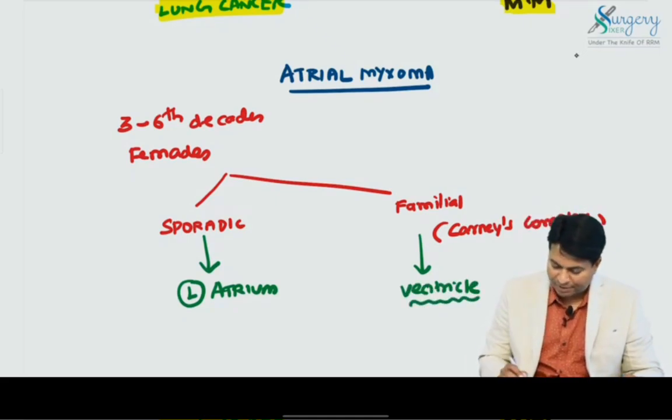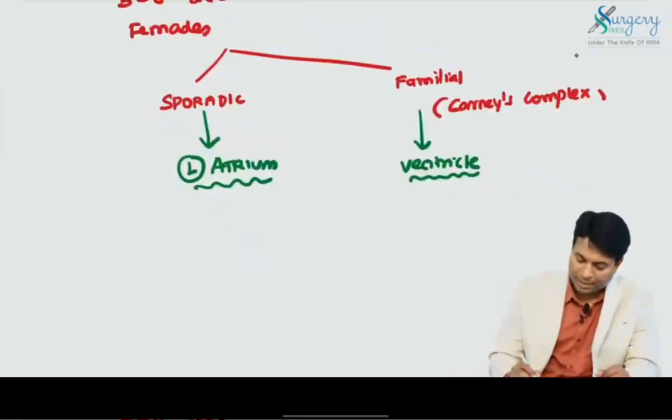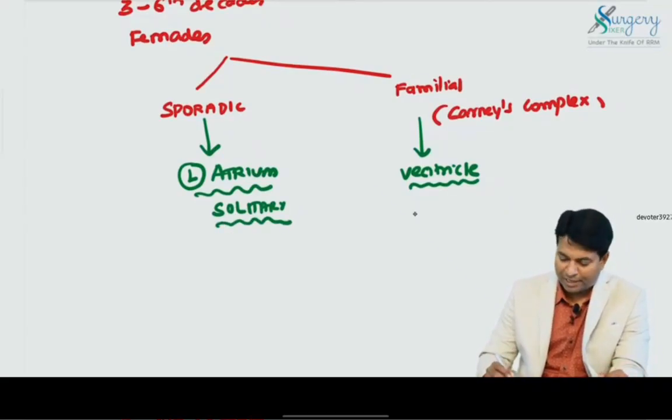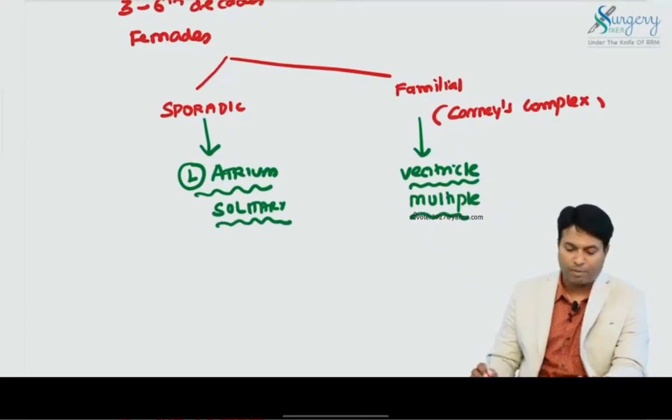Myxoma is most common in the ventricles in the familial form and in the left atrium in the sporadic form. Please remember, the sporadic form is usually common in the left atrium and is usually solitary. The familial form is common in the ventricle and is usually multiple. Please don't forget this point. This is from Sabiston, not from Williams.